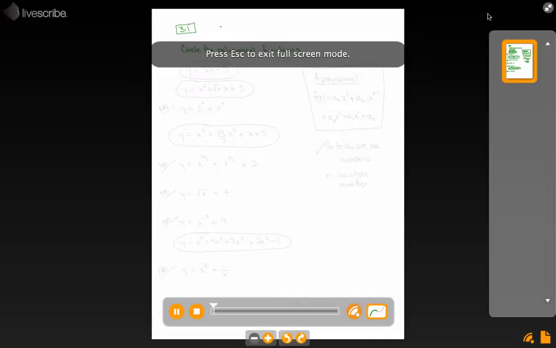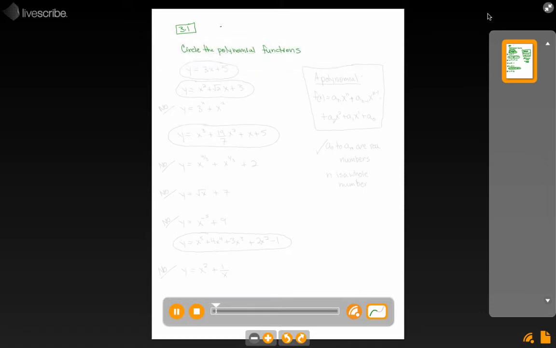Another thing 3.1 covers is what is a polynomial function and what isn't. So I'm going to put a whole bunch of different functions here. We're going to have to decide which ones are polynomials and which ones aren't. And then after that, maybe we can come up with a bit of a definition of what's a polynomial.